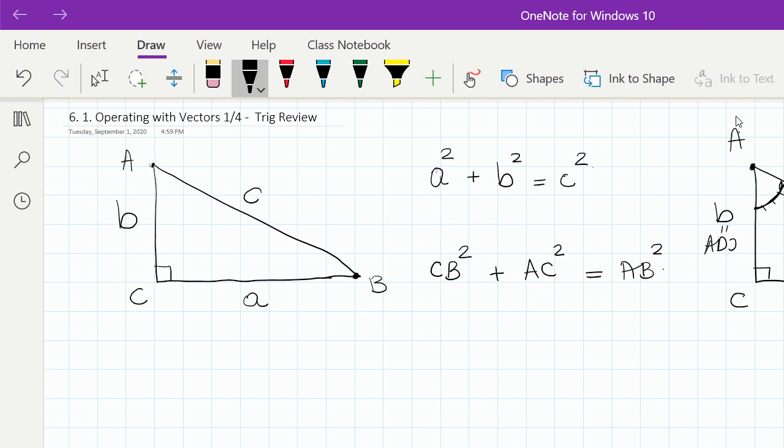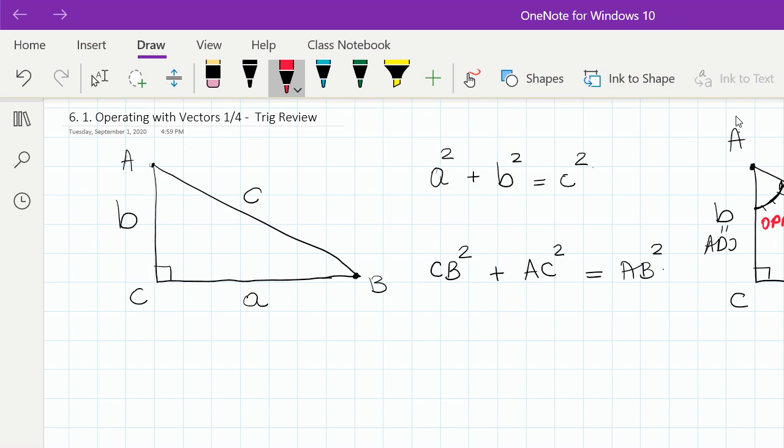But if we have the same triangle, and now instead of angle A, we are looking at angle B, so we will see from this point of view, then b will become the opposite and a will become the adjacent. So always when we are defining the opposite or adjacent, we will say it in relation to angle A or angle B, because the hypotenuse is always the hypotenuse no matter what.